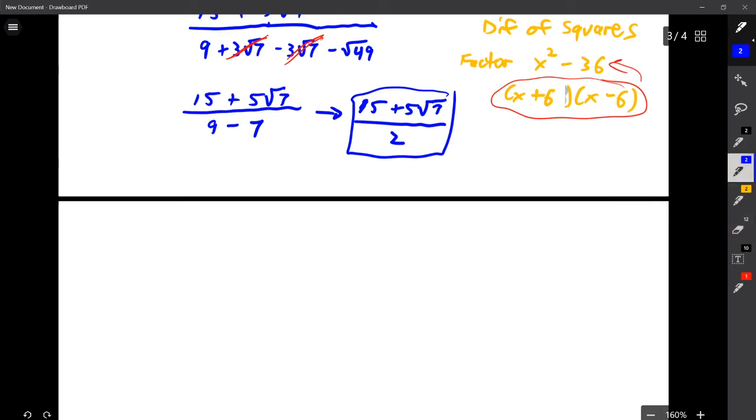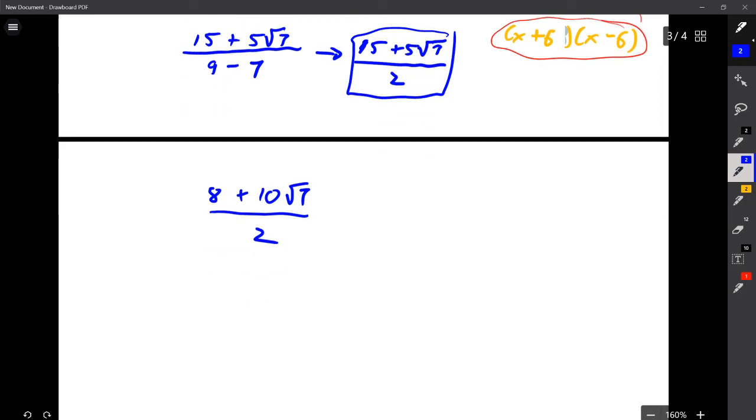What would simplify if we ended up with something like this? Let's just say we ended up with, I'm just going to go with totally different numbers here, 8 plus 10 root 7 over 2. If we had that, we could rewrite this as 8 over 2 plus 10 root 7 over 2.